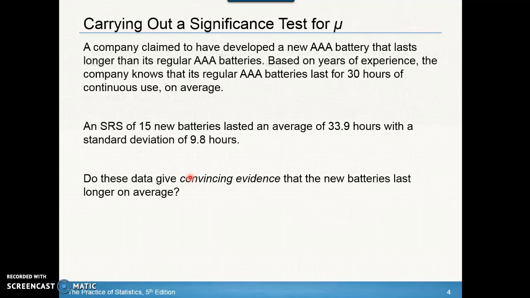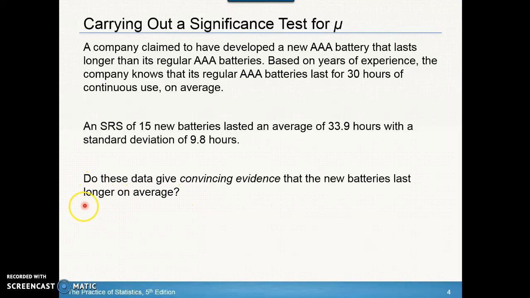All right, so let's just take a look at an example. A company claimed, and we did this I think in a previous section, to have developed a new AAA battery that lasts longer than its regular AAA batteries. Based on years of experience, the company knows that its regular AAA batteries last for 30 hours of continuous use on average. However, they decided to take an SRS of 15 new batteries, and they found that they lasted on average 33.9 hours with a standard deviation of 9.8 hours. Does this give convincing evidence that the new batteries last longer on average?